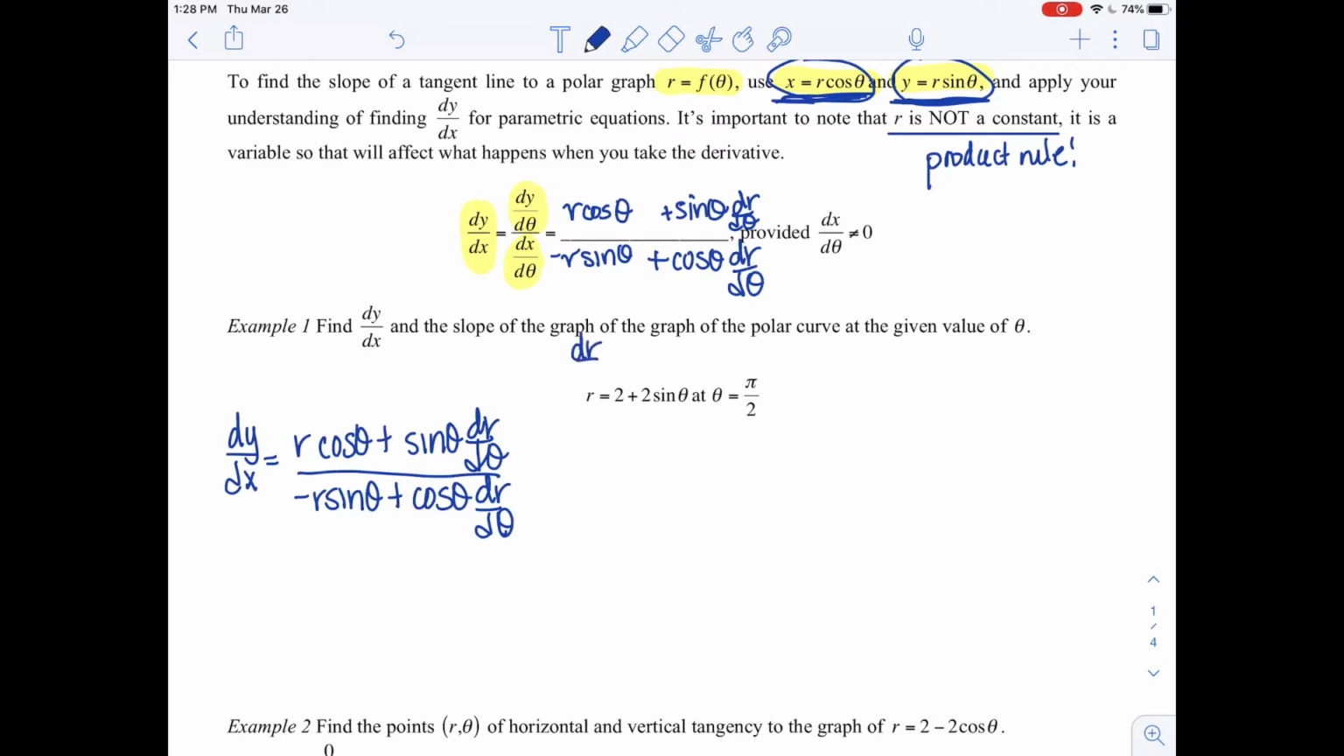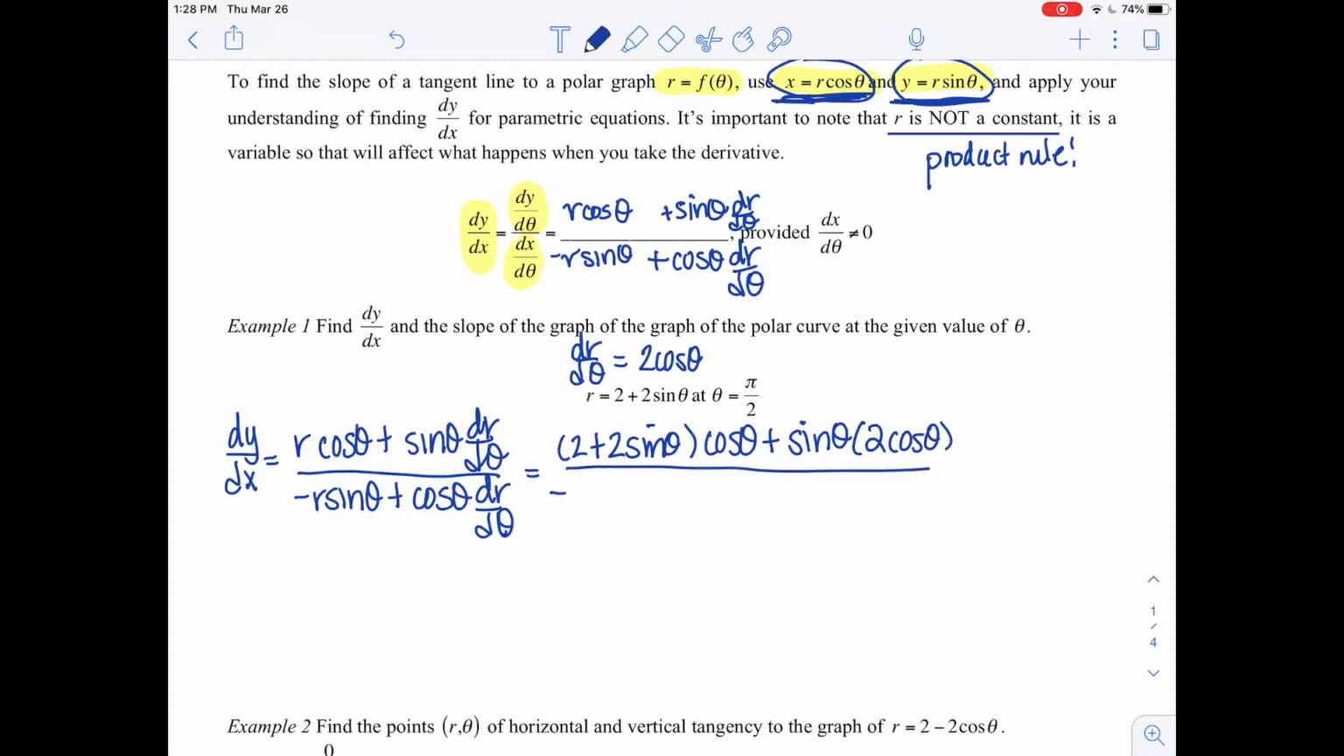Our r function is 2 plus 2 sine theta. So dr d theta, the derivative of this r expression: derivative of 2 comes out to be 0, derivative of 2 sine theta becomes 2 cosine theta. So if I complete this a little bit more, my r was 2 plus 2 sine theta. My cosine theta is just going to stay cosine theta. Sine of theta is just going to stay sine theta. And then dr d theta becomes 2 cosine theta.